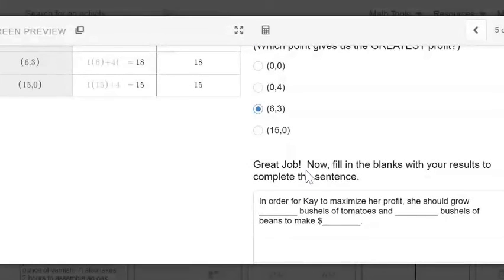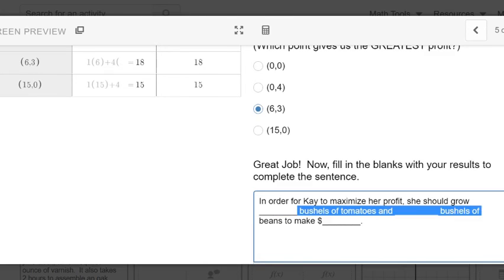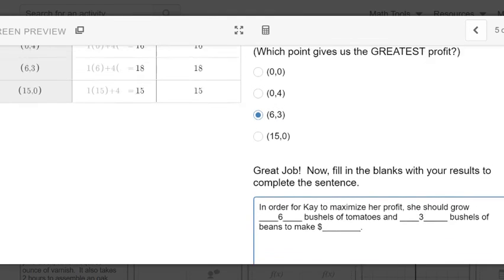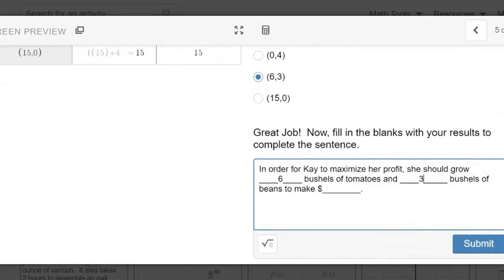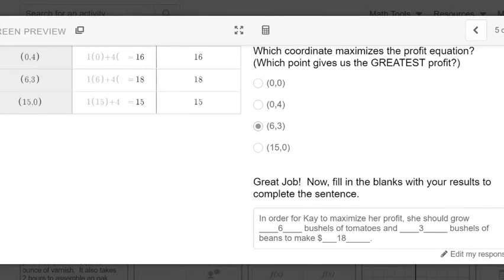It says, great job. Now fill in the blanks with your results to complete the sentence. In order for Kay to maximize her profit, she should grow blank bushels of tomatoes. So which one is tomatoes? Was that my X or my Y? That's my X. X is tomatoes, so 6 bushels of tomatoes, 3 bushels of beans, and that will make her a profit of $18, which is her highest profit of all of her options. And that is your final answer.